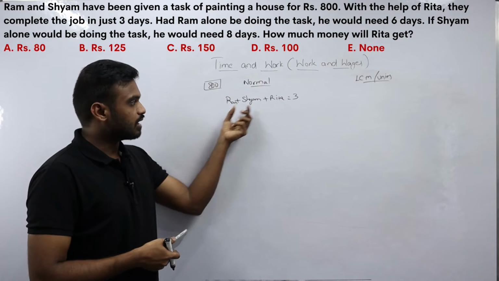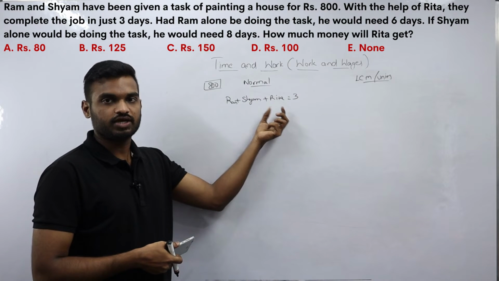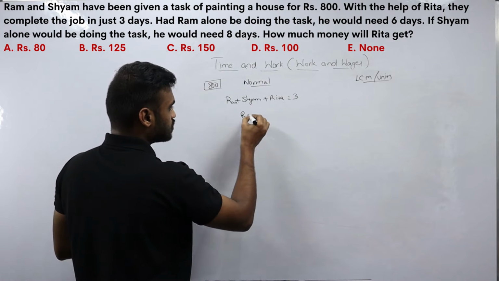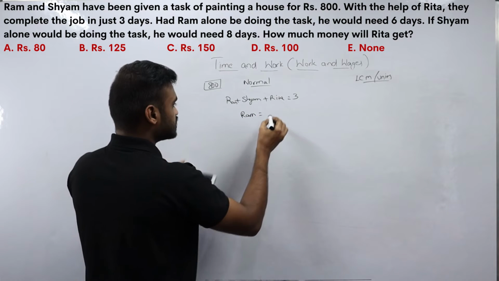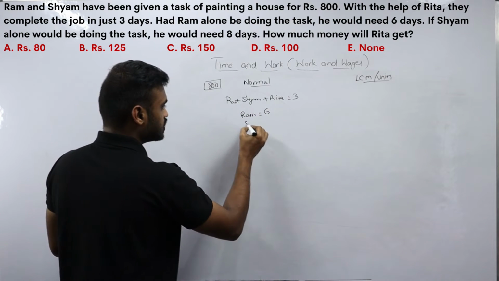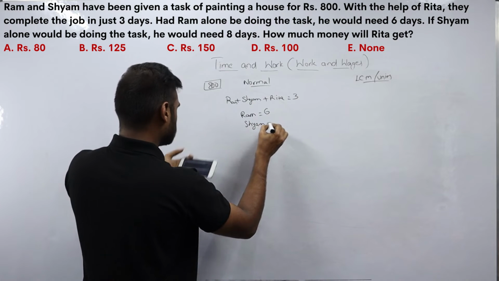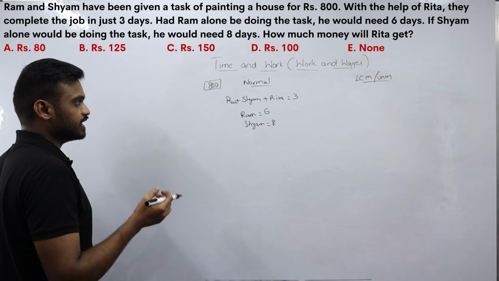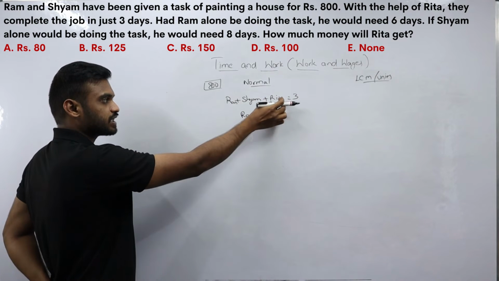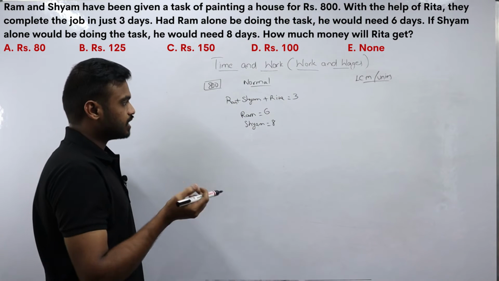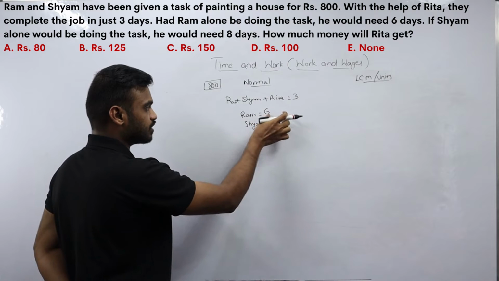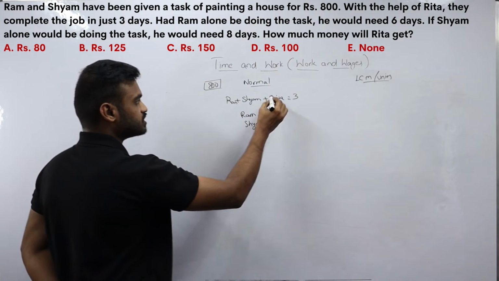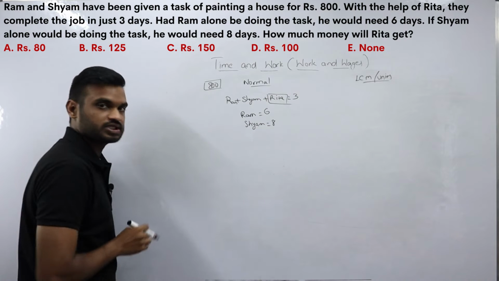Now they are saying Ram and Shyam, with the help of Rita, have completed the work in 3 days. Also Ram can complete the whole work in 6 days, and Shyam can complete the total work in 8 days. So we need to find out what is the share of Rita in this 800 rupees.